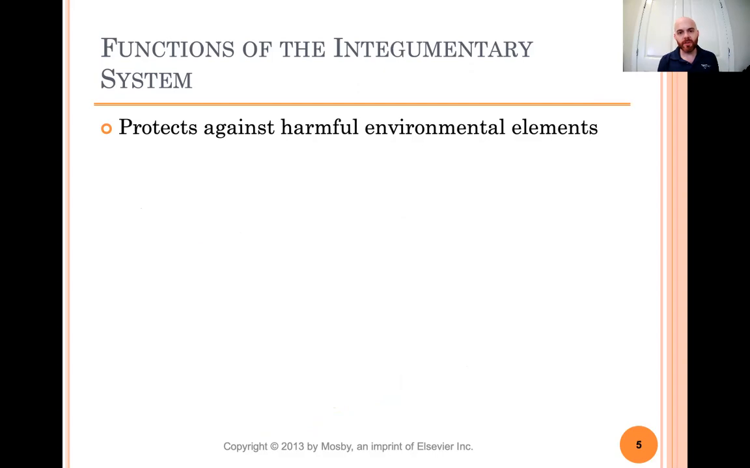Okay, functions of the integumentary system. Most of these are pretty self-explanatory. These you already know. Protects against harmful environmental elements such as dirt, outside water, bacteria, things like that. Protects against fluid loss, so it keeps fluid inside of our body.